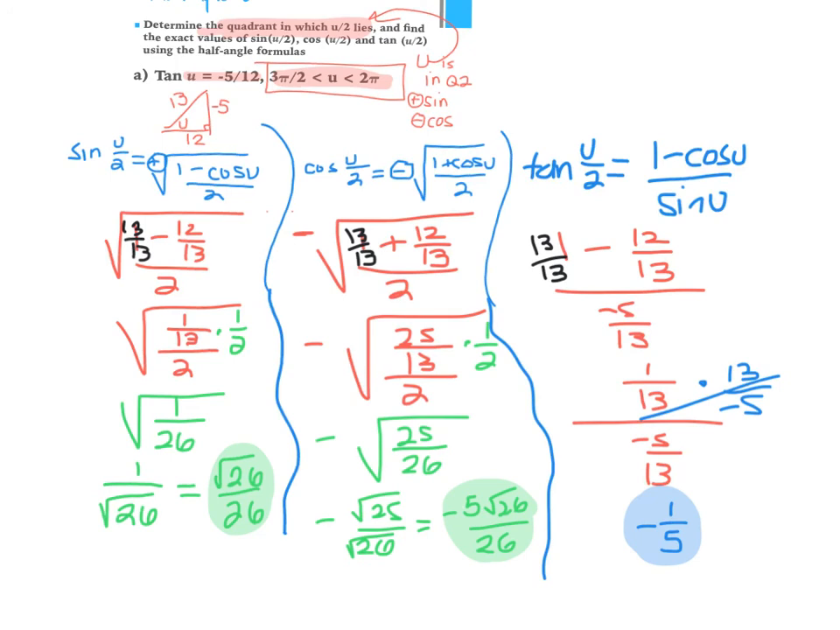Questions on any of the three different types of problems? Taylor: From the beginning, how did you know that we were in quadrant two? So they gave me that the doubled angle was between 3 pi over 2 and 2 pi, which puts it in the fourth quadrant. If I cut anything from the fourth quadrant in half, it's in the second quadrant. So the first thing you want to do is say, where's my half angle? Take your doubled angle, cut it in half, where would it be?